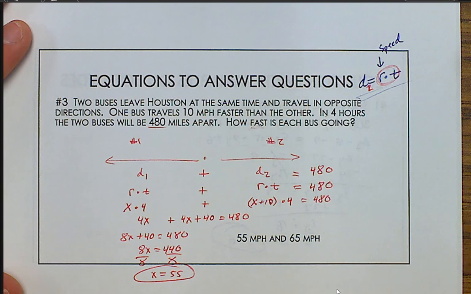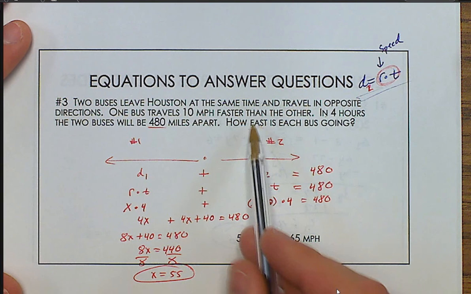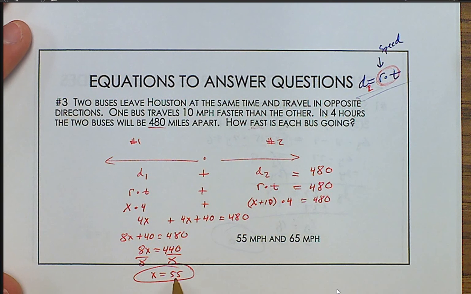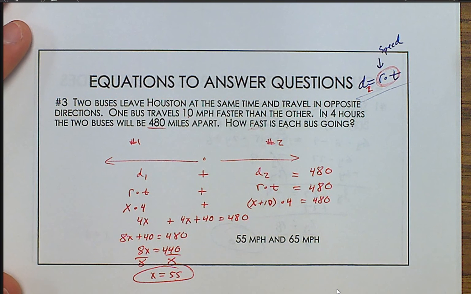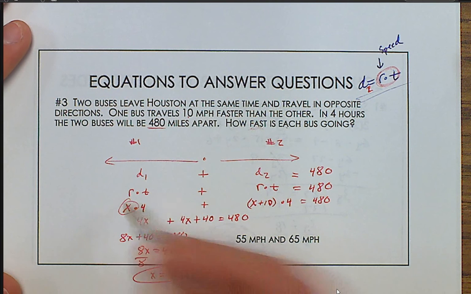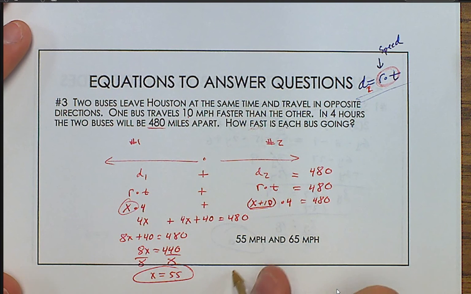Okay? Now, how fast is each bus going? We found one of the buses. We know in the problem that one bus travels 10 miles an hour faster. So if our 2 variables were x and x plus 10, we know the other bus has to go 10 miles an hour faster, so 65 would be my second answer. All right? Challenging problem. You may or may not recall those from your Algebra 1 days, but a good problem nonetheless. All right, one more problem to go and we'll be done.